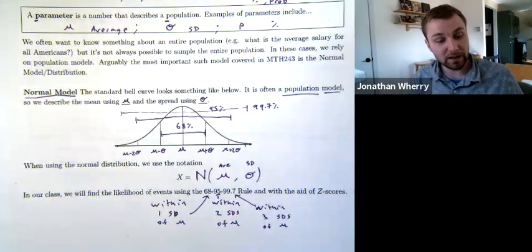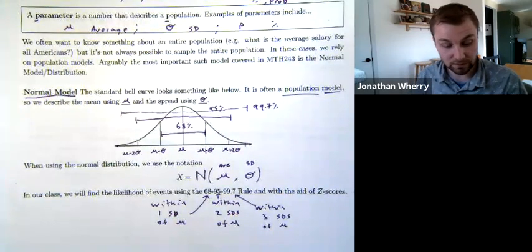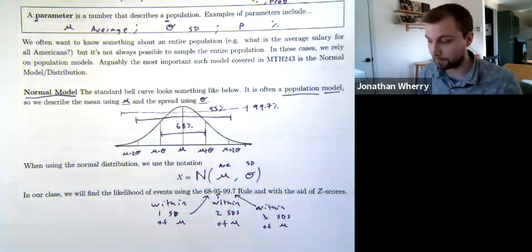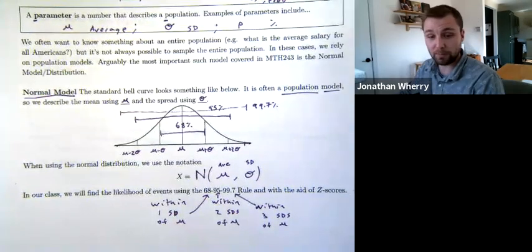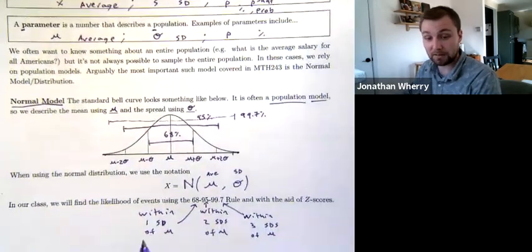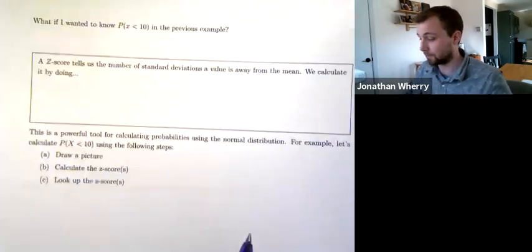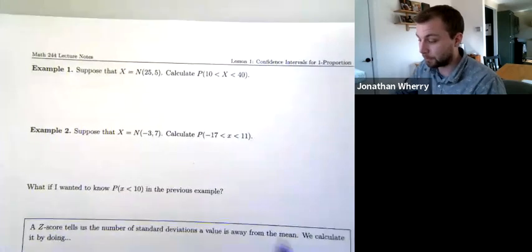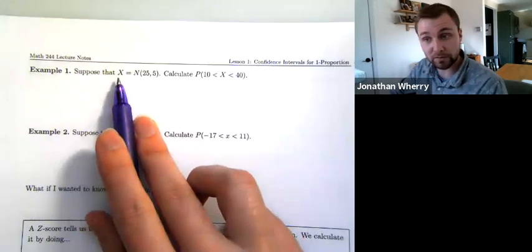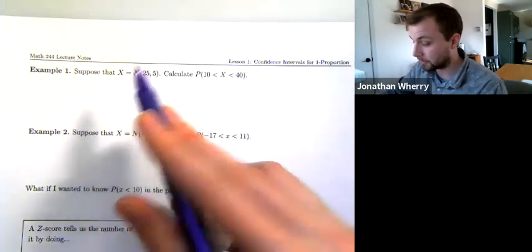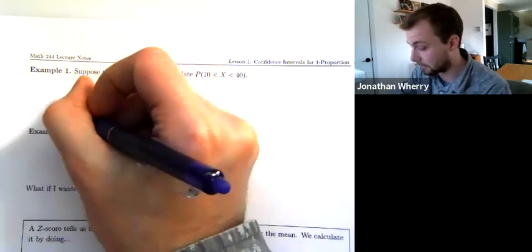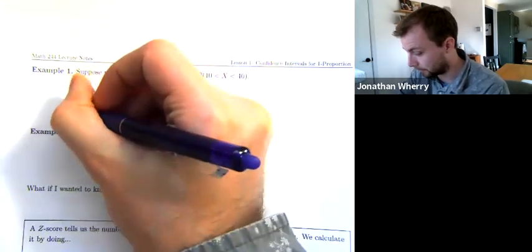I'm going to look at the next page, and we're going to look at some applications of this, just a couple quick problems. So first problem on this next page, and I'm going to come back to the 68, 95, 99.7 rule. It says, suppose that X, that's a distribution, is normally distributed. So I'm going to already start to draw this. This is saying this thing looks like that bell curve.